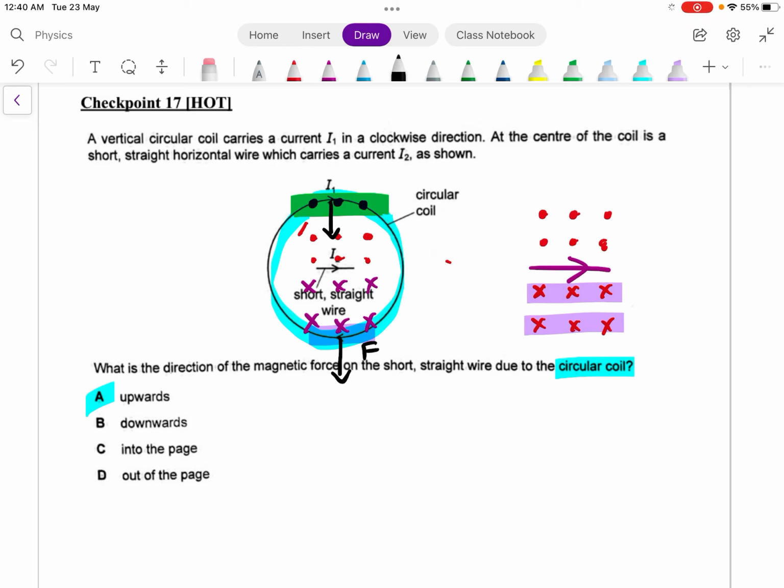Yeah, so this is the force acting on the top part of the circular coil and the bottom part of the circular coil. Alright, so that is the add on to this question.